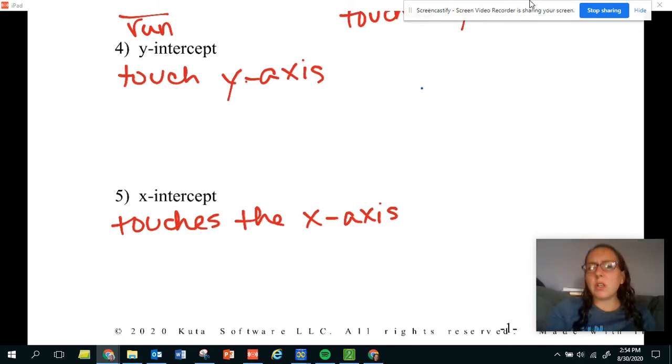Oh, and if you forget which is which, the way I always tell people to remember is y to the sky, because the y-axis goes up and down, the x-axis is side to side. If you forget, just say.